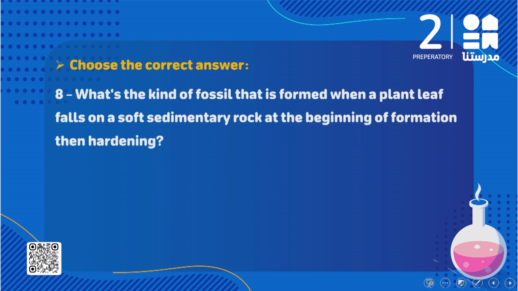Okay, what is the kind of fossil that is formed when a plant leaf falls on a soft sedimentary rock at the beginning of its formation, then hardening? We have a leaf of the plant that falls on a soft sedimentary rock. It fell on a rock that is just beginning to form, so it is still soft. So the kind of fossil here is what?